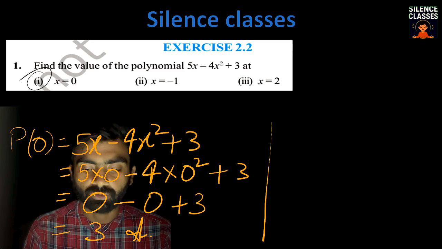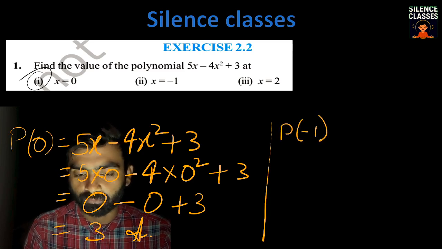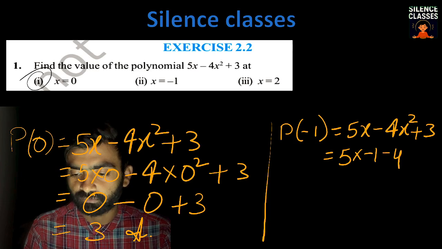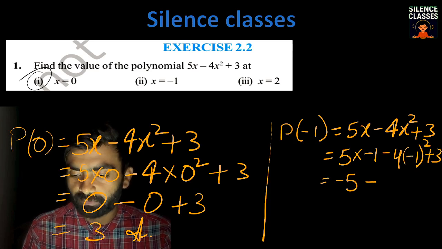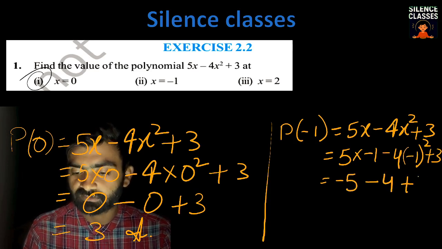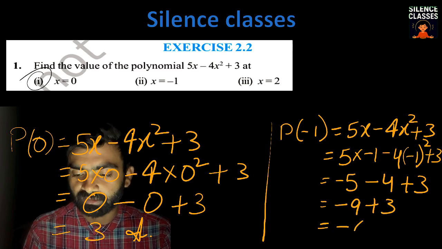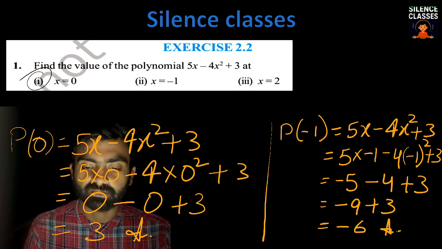Now let's put the value of p of minus 1 is equals to 5x minus 4x square plus 3, is equals to 5 multiplied by minus 1 minus 4 multiplied by minus 1 square plus 3. So I will get 5 ones are 5, minus 5 minus 4 plus 3. So minus minus plus, we will get minus 9 plus 3 is equals to minus 6. This is the answer.